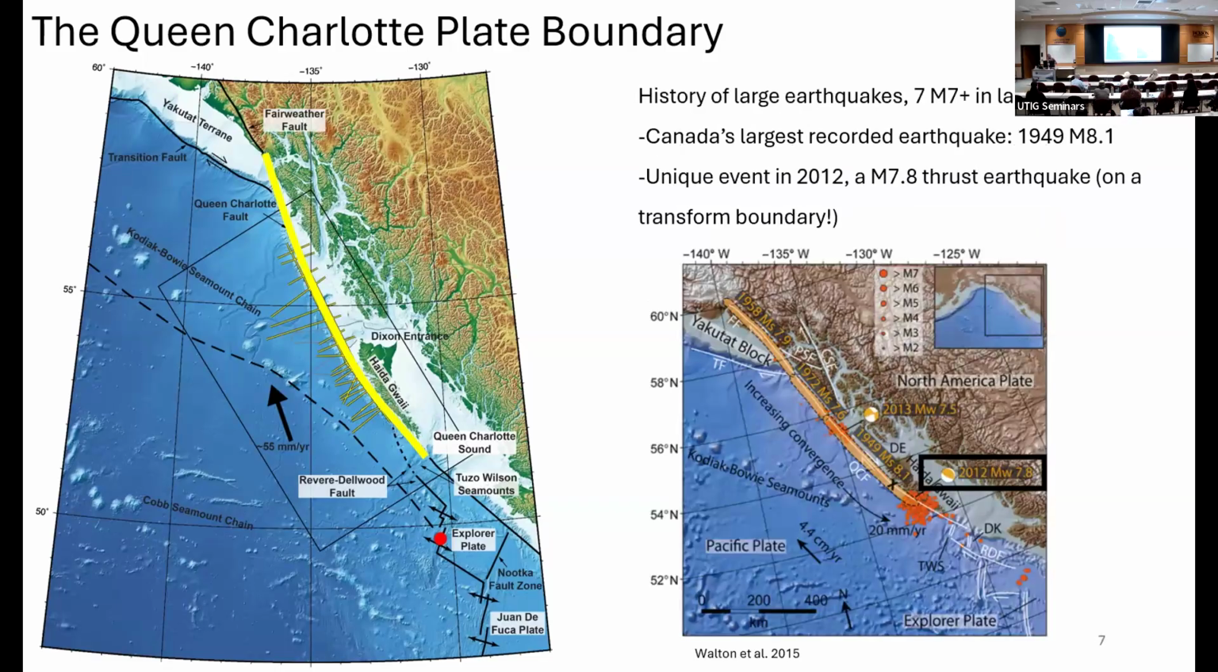Queen Charlotte has a history of large earthquakes. There have been seven magnitude 7+ in the last century, including Canada's largest recorded earthquake, which was this magnitude 8.1 strike slip event in 1949. And a very unique event that I'm fond of: in 2012, there was a magnitude 7.8 thrust earthquake, which, on a transform boundary, was very unexpected.